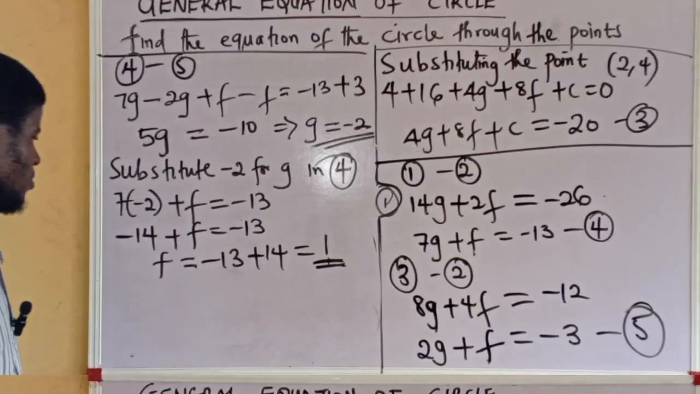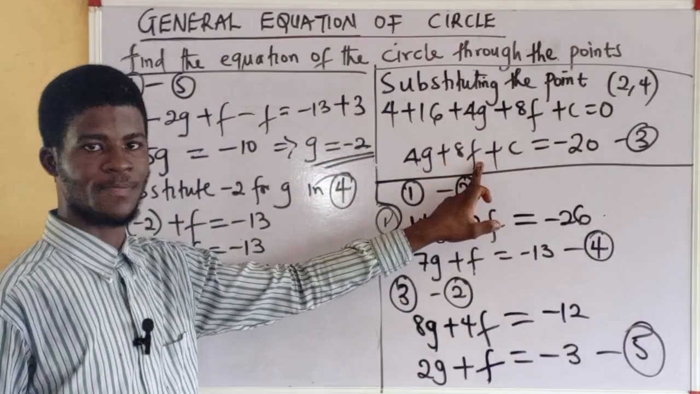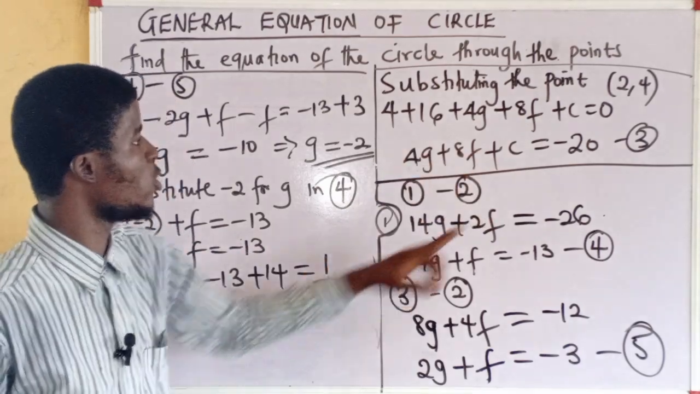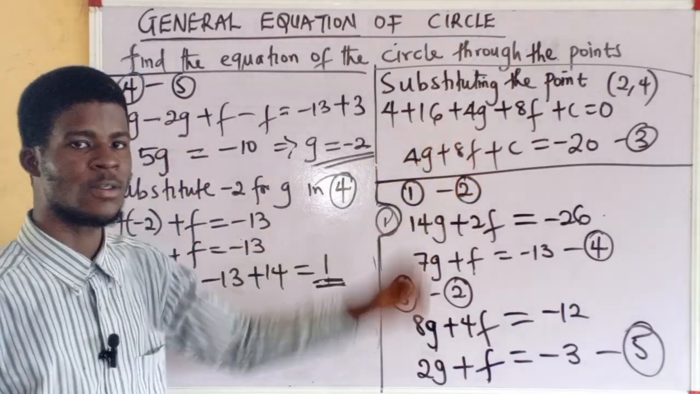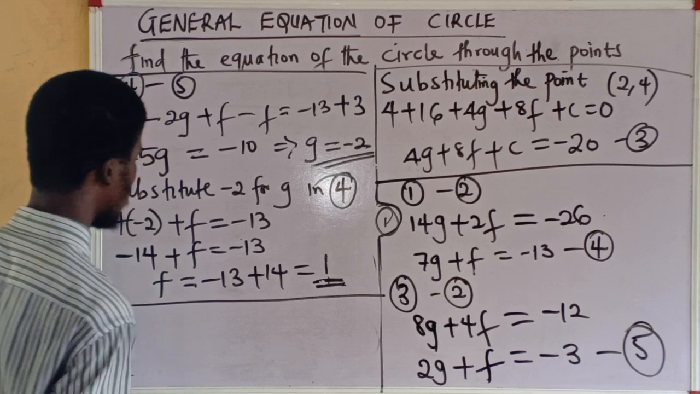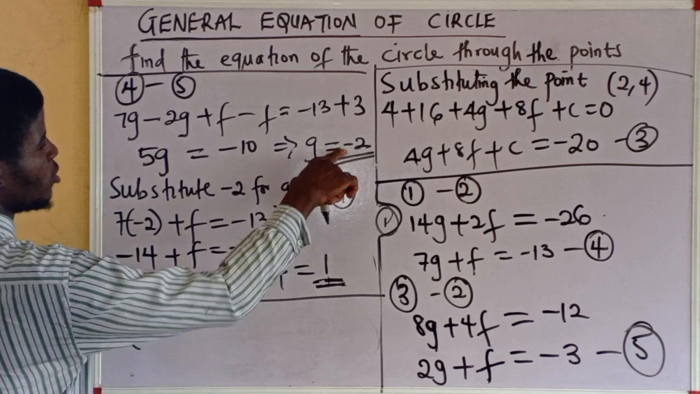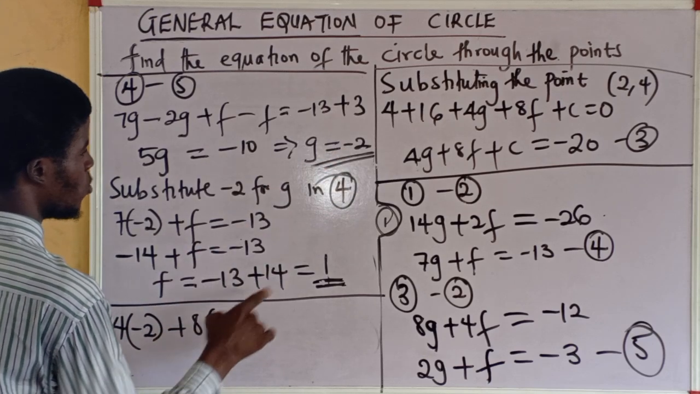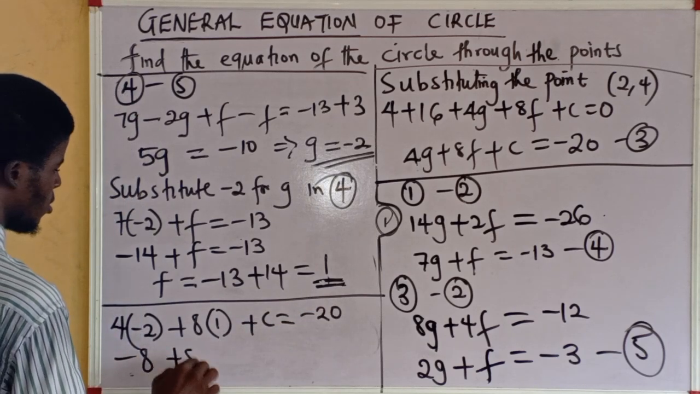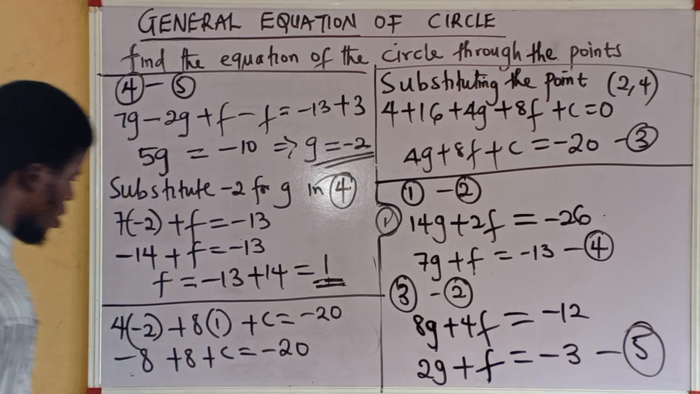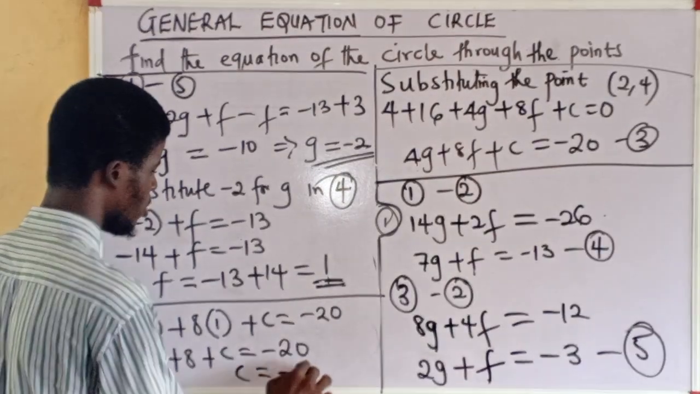What now is c? To get c, we are going to put minus 2 for g and 1 for f. We could have also used equation 2 that I erased, or equation 1, but since this is what we have now, let's make use of it. If we plug in 1 for f and minus 2 for g into equation 3, we'll have 4 times minus 2 plus 8 times 1 plus c equal to minus 20. Minus 8 plus 8 is 0, so c is equal to minus 20.